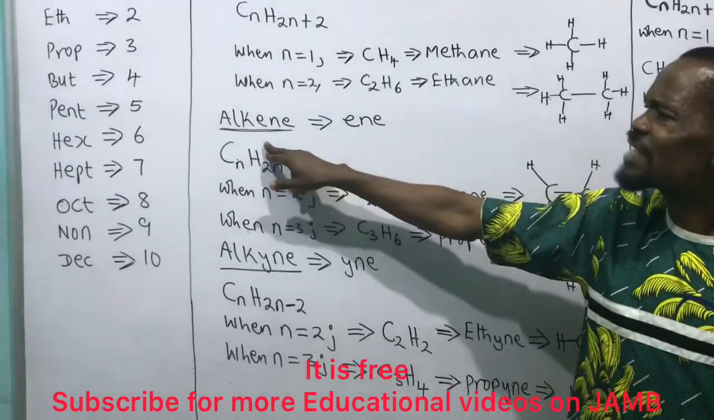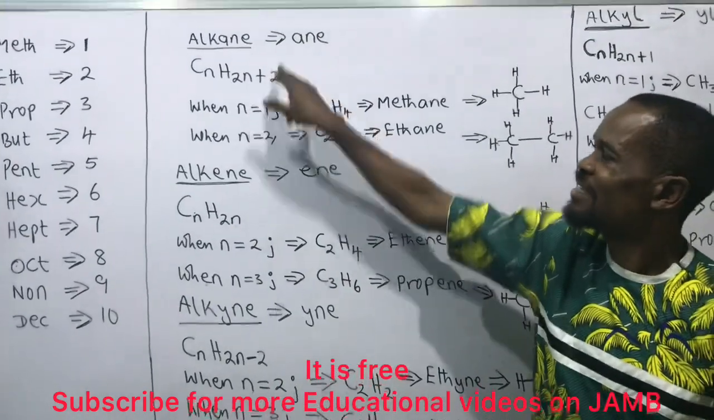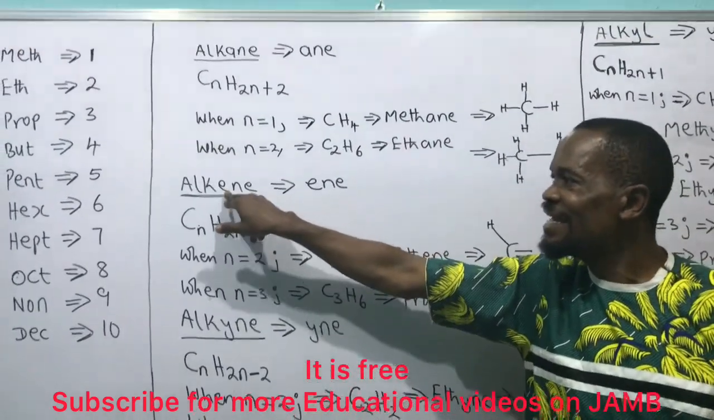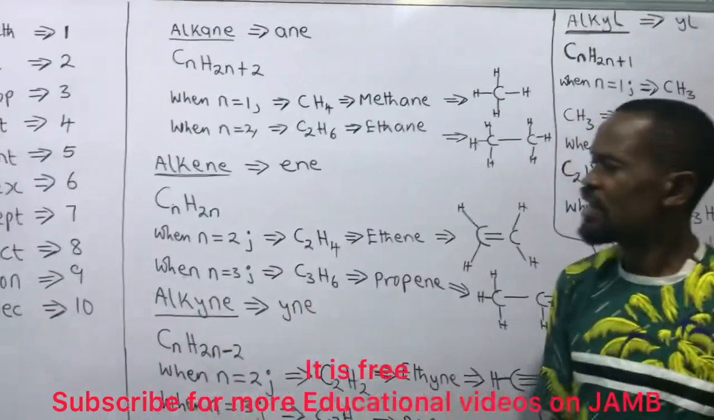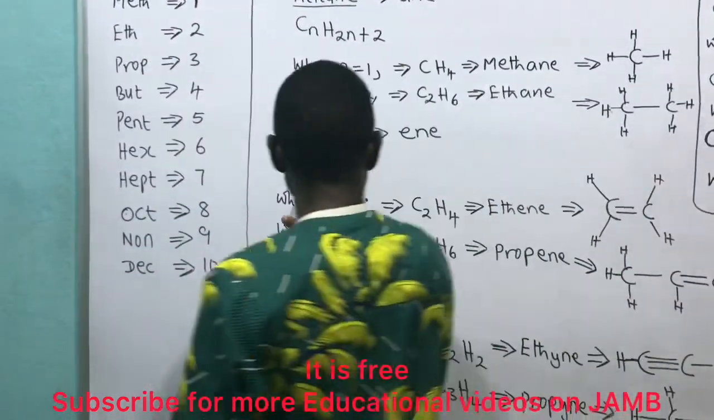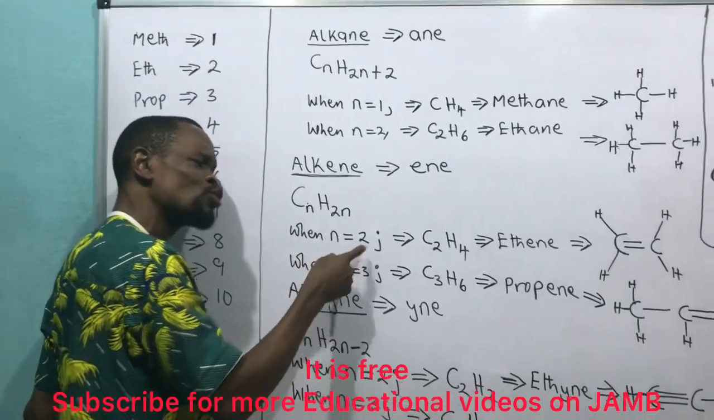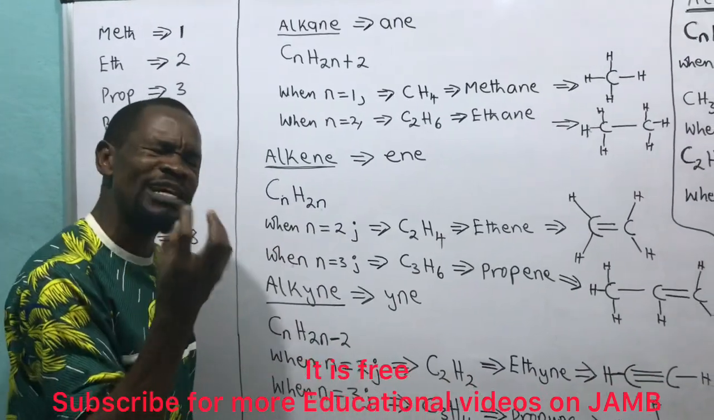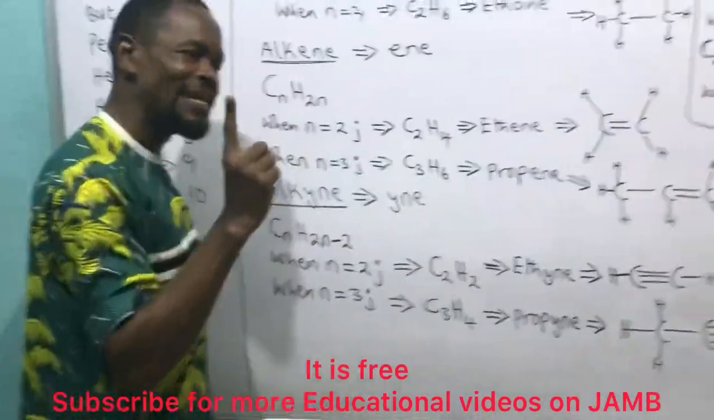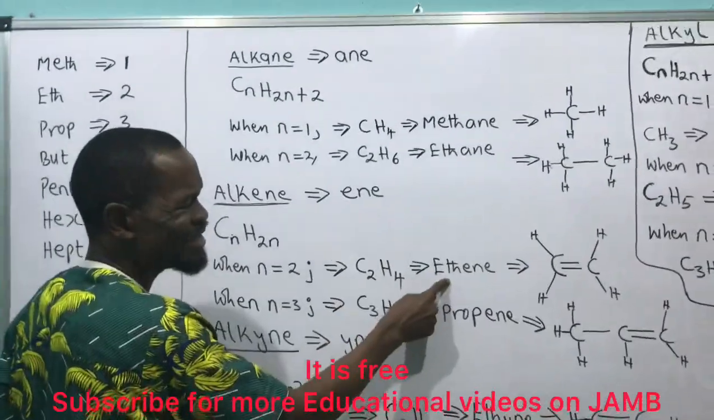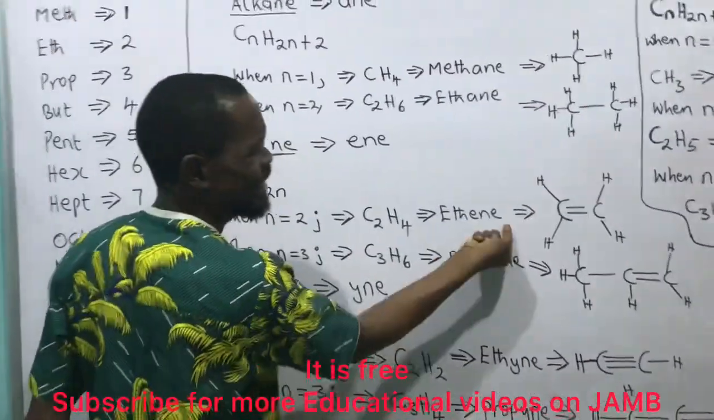Then now I come to alkene. This is alkene. The parent name is ene. That's the parent name. Then I have the general molecular formula. When n is equal to 2, this is the first member of alkene, and we call it ethene. Have you seen it now?